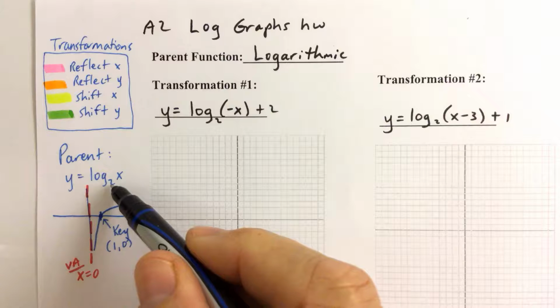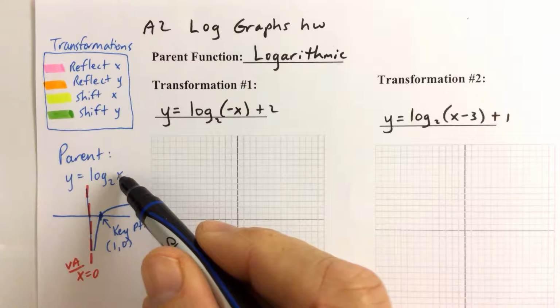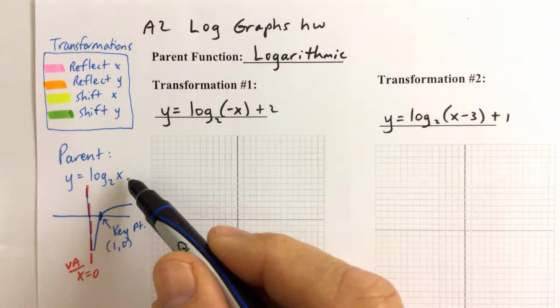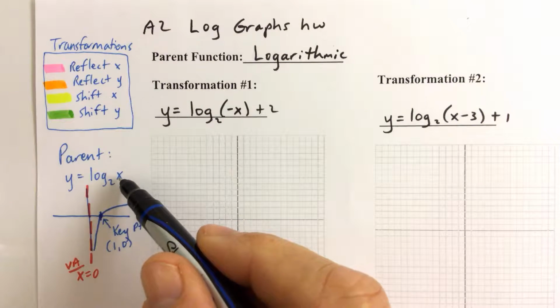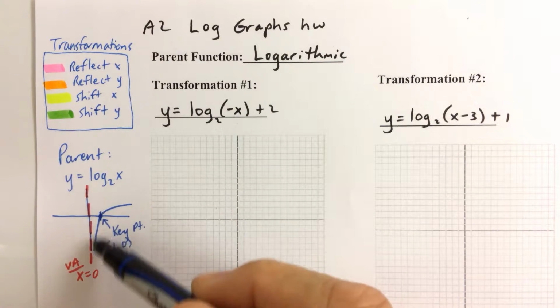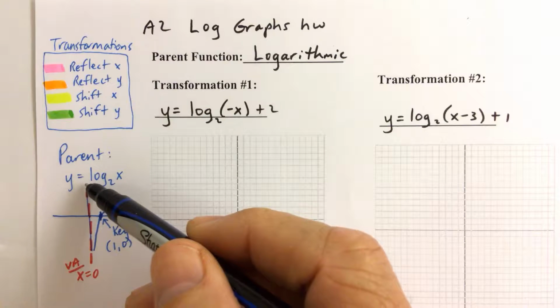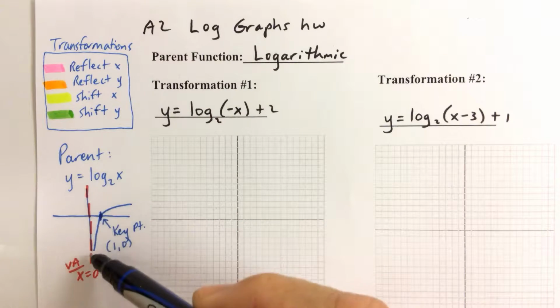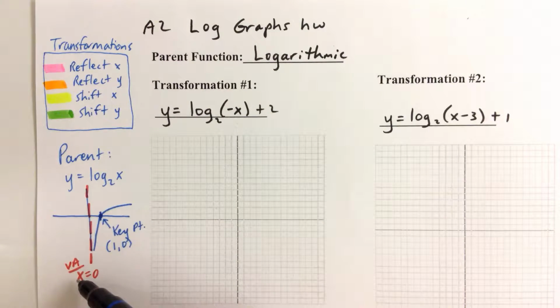Because any number greater than 1, in fact any number greater than 0 for that matter, raised to the 0 power is equal to 1. So the log has a value of 0 when x is equal to 1. So that's the first thing. Make sure you know where the key point is, the shape of the graph, as well as the vertical asymptote. So the vertical asymptote on the parent function is the equation x equals 0.